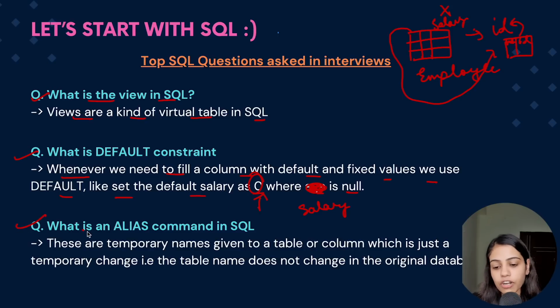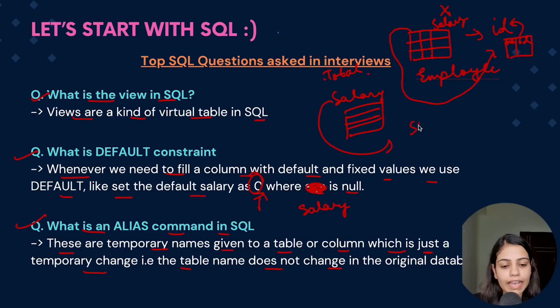Now the next question is, what is an alias command in SQL? Aliases are temporary names which are given to a table or column, which is just a temporary change, that is, the table name does not change in the original database. Consider I have a salary column in my employee table with some records and I need to find the total salary of all the employees. For that we can use an alternate name while calculating the total salary. So we can use sum of salary to calculate the total salary, and then I can use an alias and provide it as total salary.